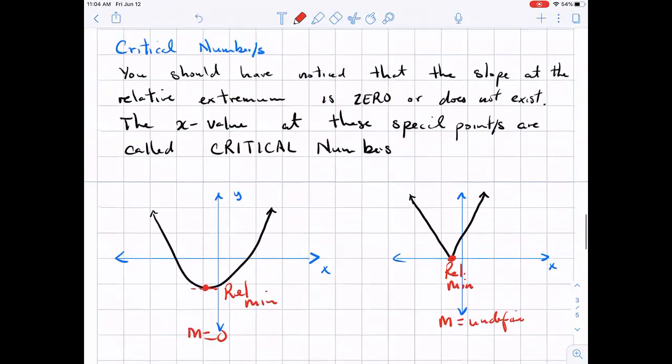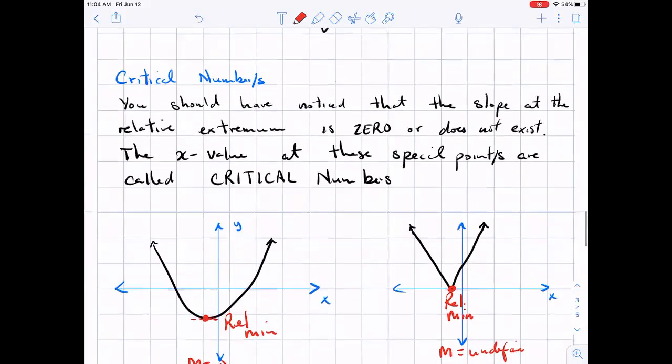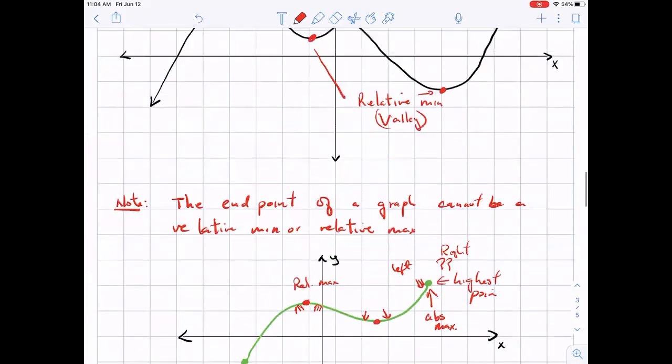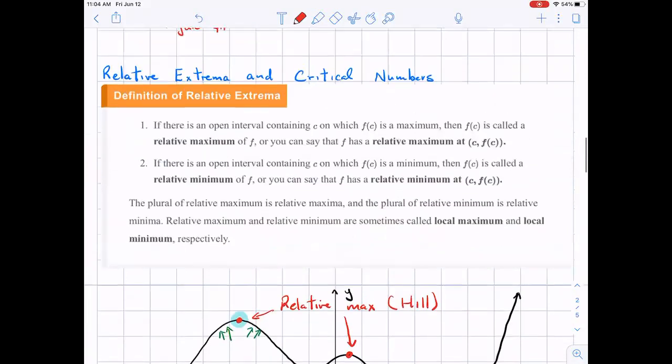And that's where we're saying that you should have noticed that the slope at any one of these points is either 0 or doesn't exist. If you go back to any one of these, you will notice the same for each one of these points that we have here. The slope is 0 or the slope doesn't exist.